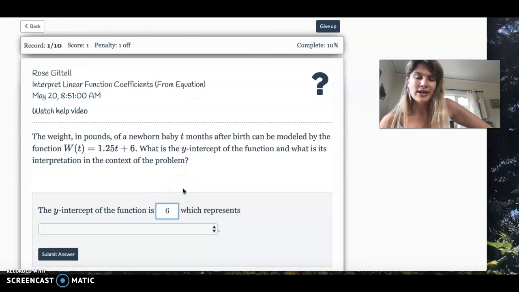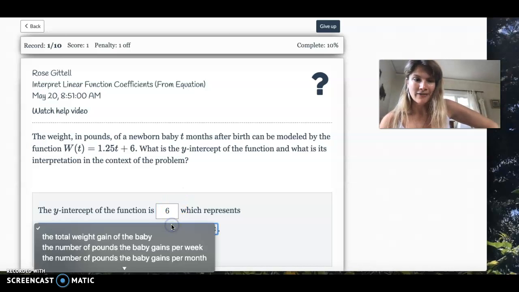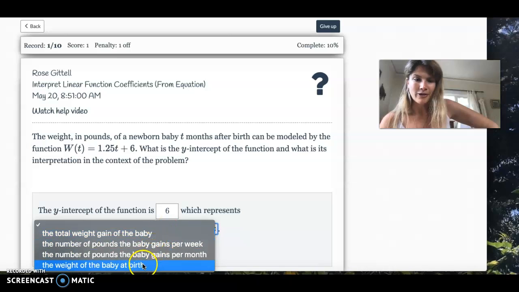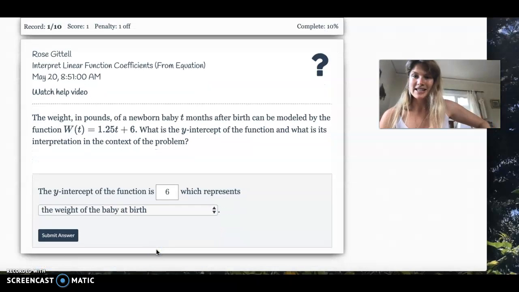And the y-intercept is always the initial value or the starting value, similar to how we thought about starting values when we were doing exponential functions. So if it's the initial value or the starting value, it's going to be the weight of the baby at birth. So it's this constant number. The baby is going to be born at 6 pounds, which makes sense if you think about how much babies typically weigh. And then each month after the birth, the baby is going to gain 1.25 pounds. But the starting value, the initial value, is 6, the weight of the baby at birth.